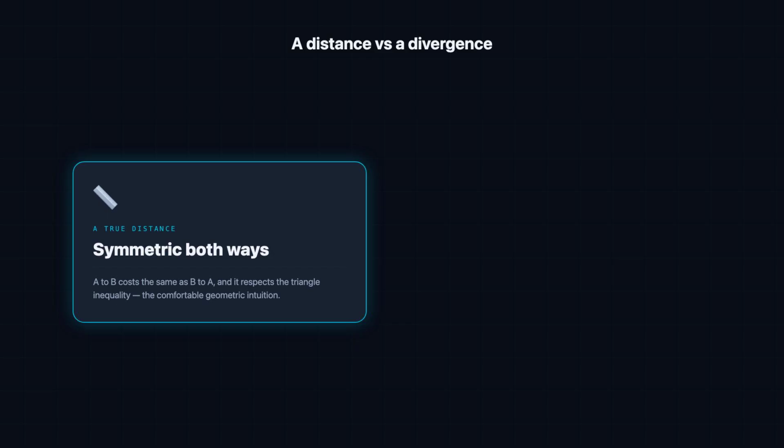So why does everyone hesitate to call this a distance? Look at these two framings side by side. A symmetric distance treats both directions the same. Going from A to B costs exactly what going from B to A costs, and it respects the triangle inequality, so no shortcut ever beats the direct route. That is the comfortable, geometric intuition we all carry around from everyday life, from maps and rulers.